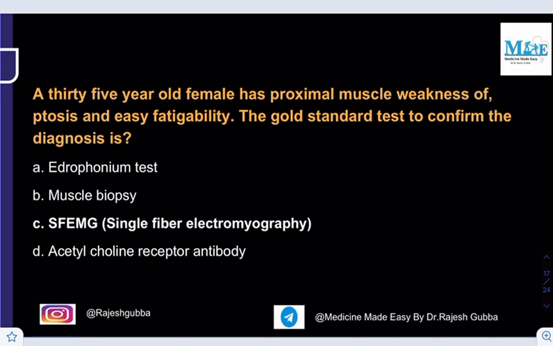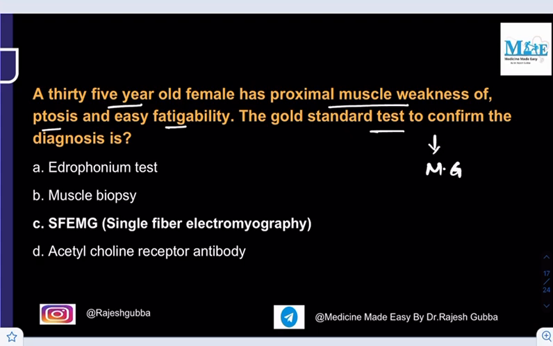Now let us discuss the investigations in myasthenia. A 35-year-old female has proximal muscle weakness and ptosis and easy fatigability. The gold standard test to confirm the diagnosis is... So the clinical picture is very much suggestive of myasthenia gravis.